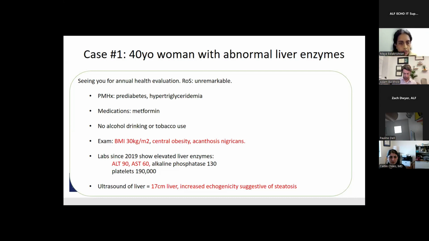Now, you review her labs. She's been in the same healthcare system for a number of years, and you see consistently since 2019, she's had elevated liver enzymes. These are a hepatocellular enzyme pattern, meaning the ALT and AST are predominantly elevated at ALT 90, AST 60. They fluctuated over the years, but they've been consistently elevated. And she has had an ultrasound of the liver done that you can see. And her liver is a little large, it's 17 centimeters. And the radiologist is describing increased echogenicity suggestive of steatosis.